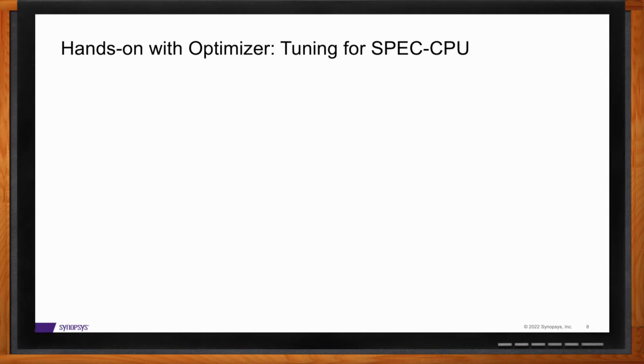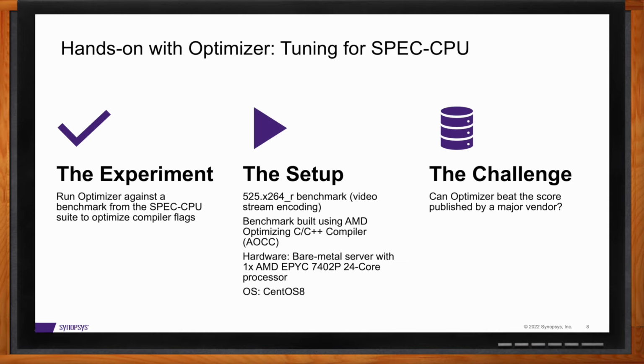Yes, and looking at benchmarking, we showed today the example of the SPEC-CPU benchmark. And so the experiment was actually pretty simple. We decided to pick one of the benchmarks from the SPEC-CPU suite and see if we could optimize the compiler flags. In this example, we're using the video stream encoding benchmark running on bare metal. And the challenge was, can Optimizer beat the score that was published by a major vendor? Can we beat the experts at their own game?